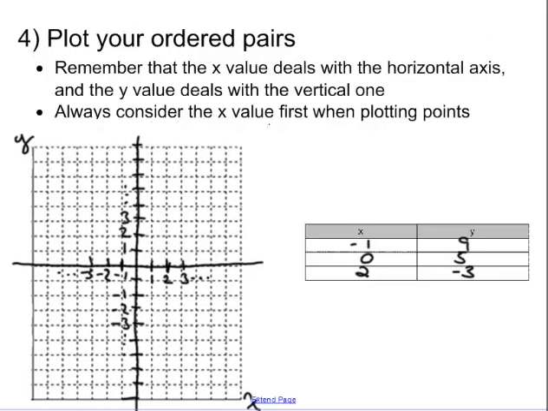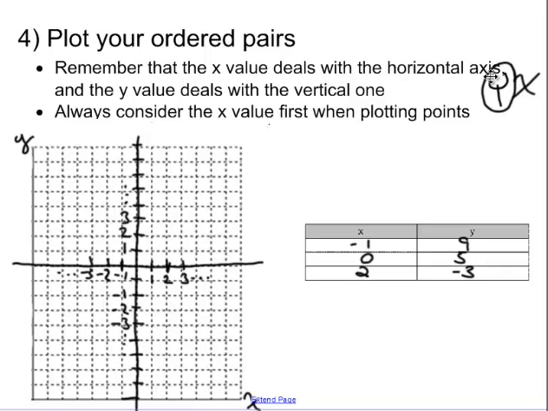Okay, so once we've chosen the appropriate axes, we can go on to the next step, which is plot your ordered pairs. I've written here, remember that the x value deals with the horizontal and the y value deals with the vertical. A cool way to remember this: if you look at the letter y, there's a vertical stick in it, and if you look at the letter x, there is no such thing. So you can remember which one is the y by the shape of the letter itself. Anyways, next we can go on to plotting the points.